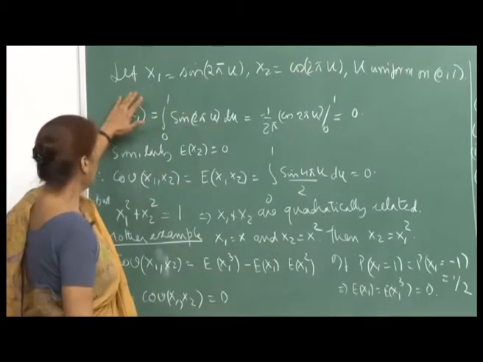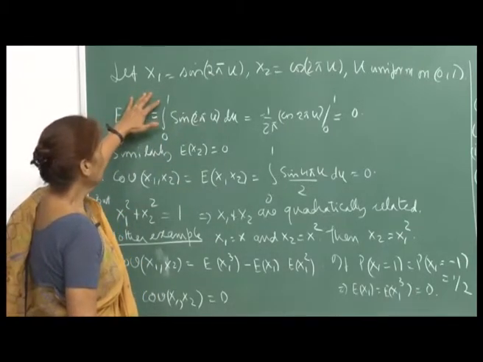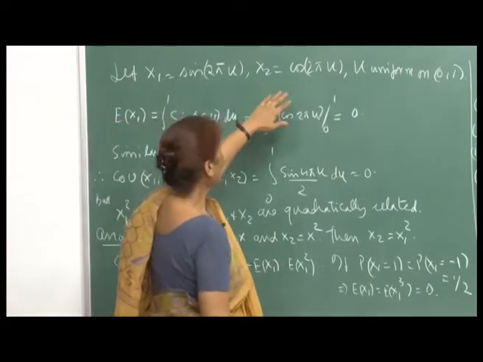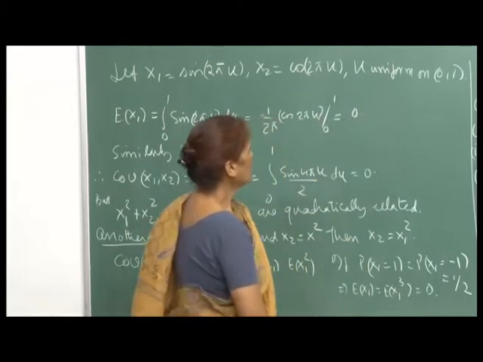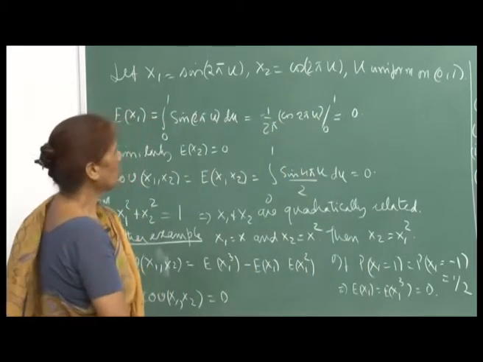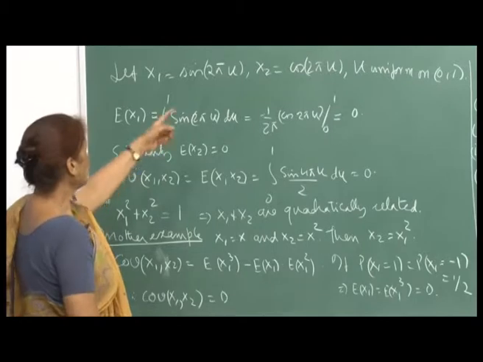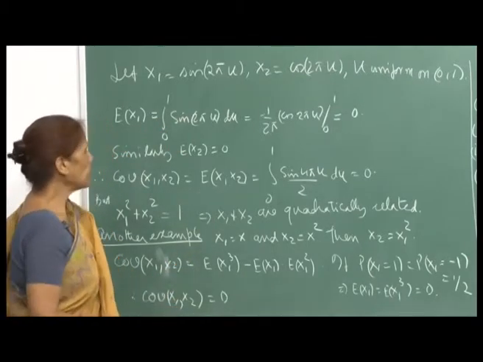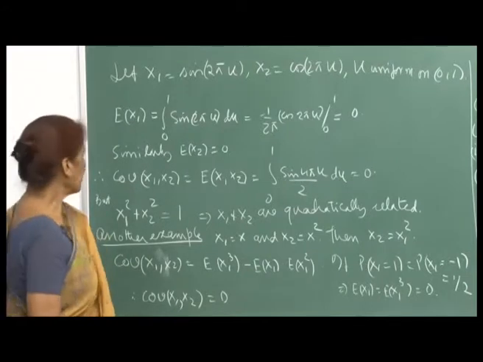Let us take another example here. Let x 1 be sin 2 pi u and x 2 be cos 2 pi u, two different functions of a uniform random variable on 0 1. So, u is your uniform random variable on 0 1. We consider two random variables obtained by taking functions sin 2 pi u and cos 2 pi u.